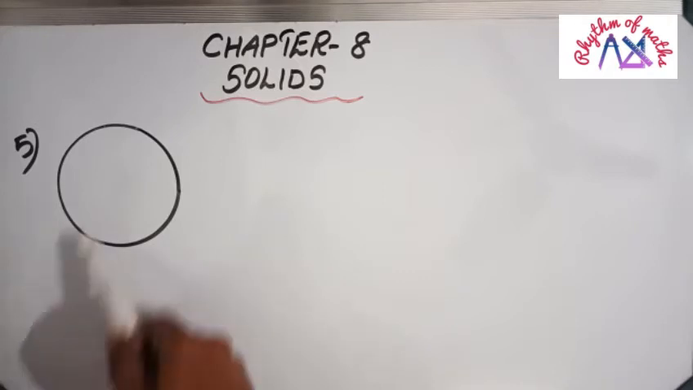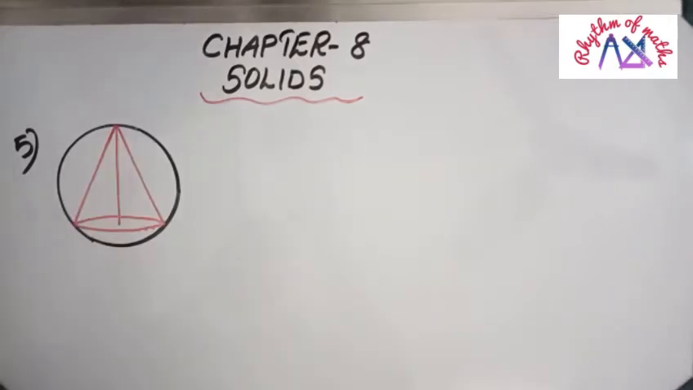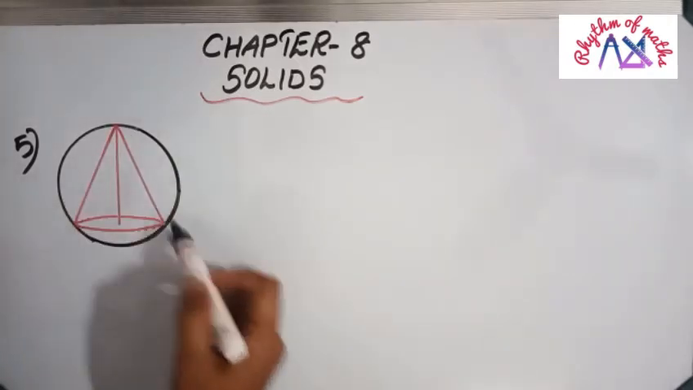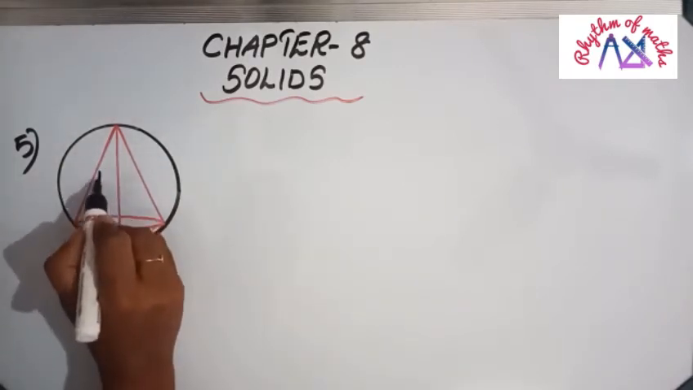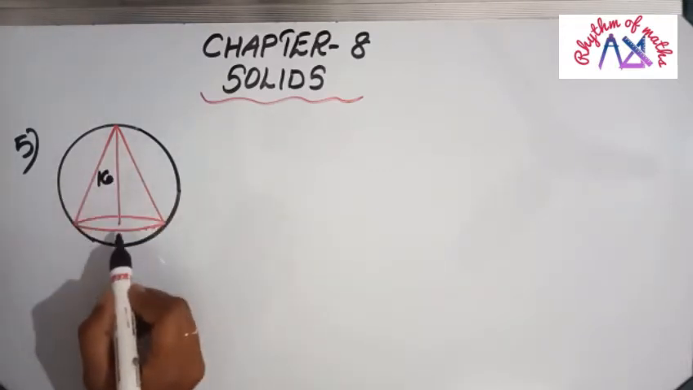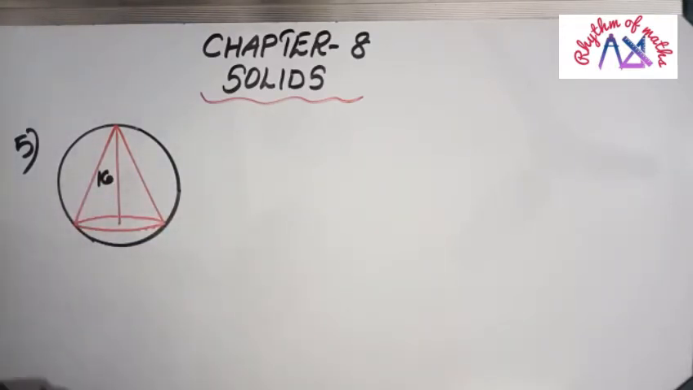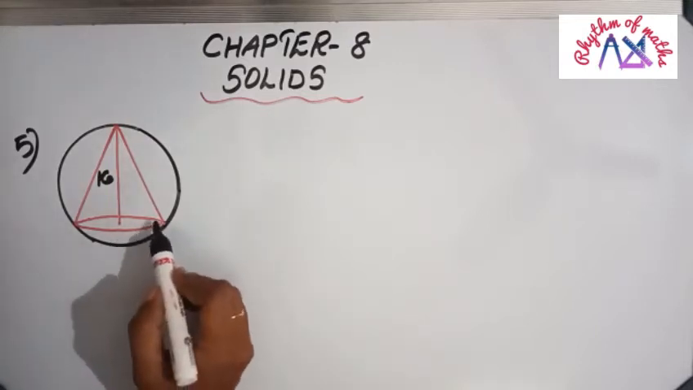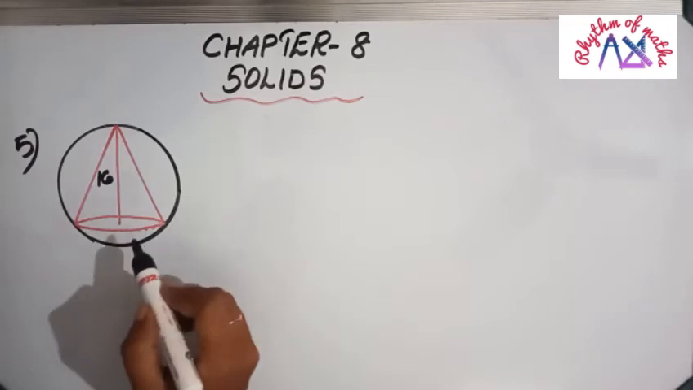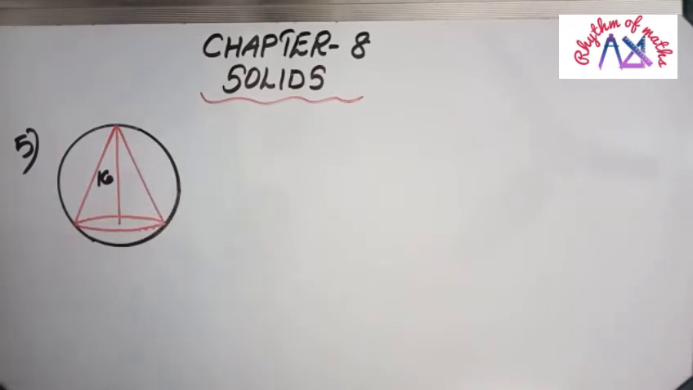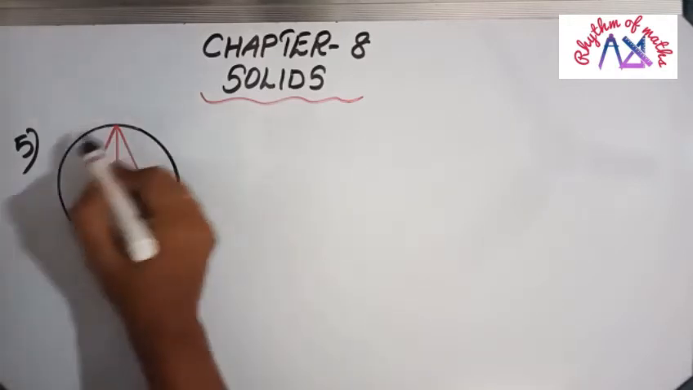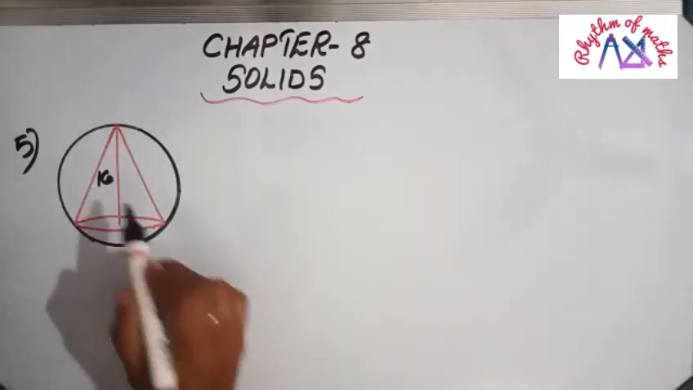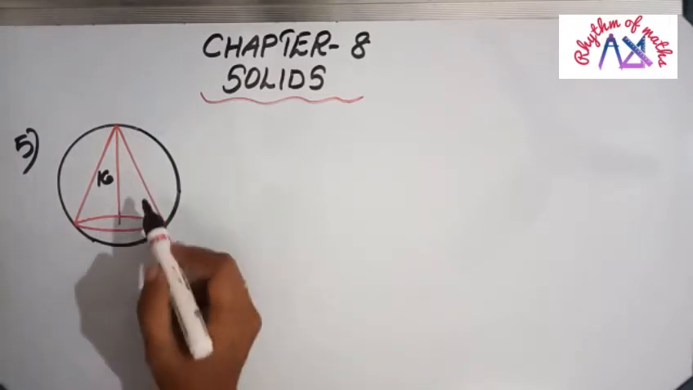The height is given as 16 centimeter. It is like this, this is a cone. From this sphere, this total height must be 16. We are going to carve out a cone of height 16 centimeter. The question is, the volume of this cone is how much part of the volume of the sphere? So we need both volumes.